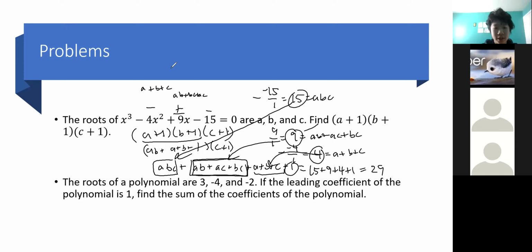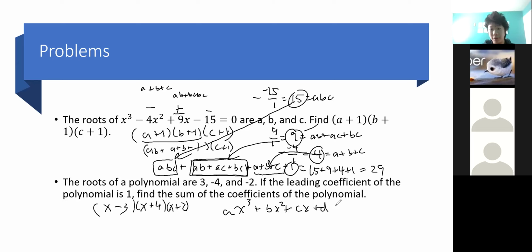Second one, I'll go over this one real quick. There are 3 ways to find the answer. We can just multiply it out because the polynomial is literally just (x minus 3)(x plus 4)(x plus 2). Multiply it out, find the coefficients, and add them together. The second way is we can evaluate each of the coefficients independently using Vieta's formulas. Because this will be in the form ax cubed plus bx squared plus cx plus d. That would be the form of the polynomial. A is 1, so we can get rid of that.